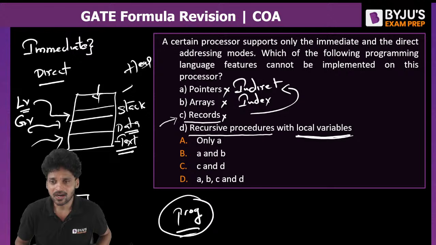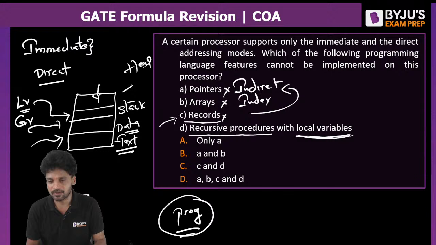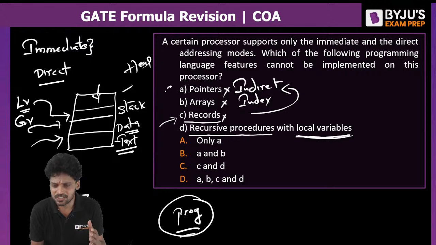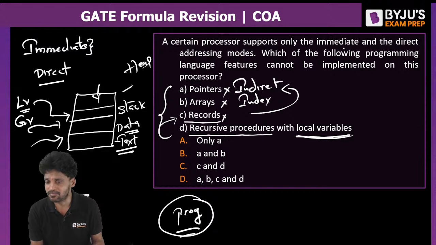Okay, simple. Finally, coming back to the question. If I ever have to use a stack, first of all, I need a stack pointer. Can I go to the next question? So simple. None of these programming features can be enabled in a processor in which only the direct addressing mode and the immediate addressing mode are implemented. Going to the next question, understand.